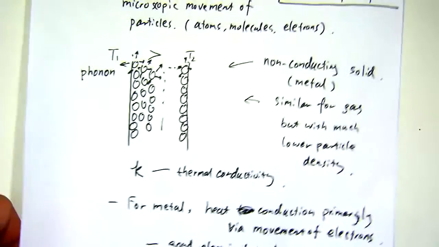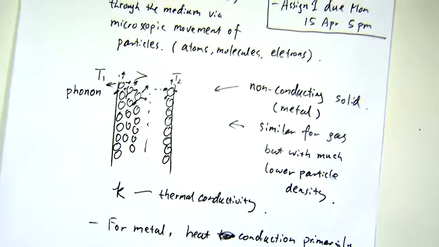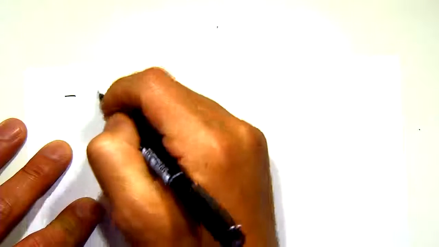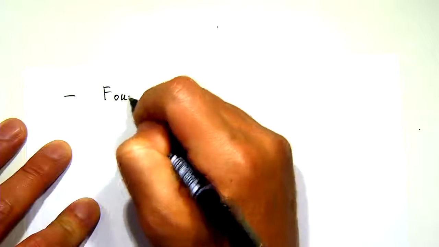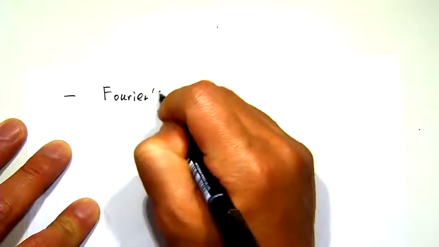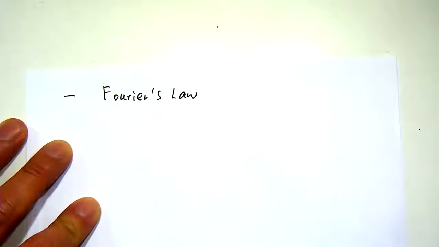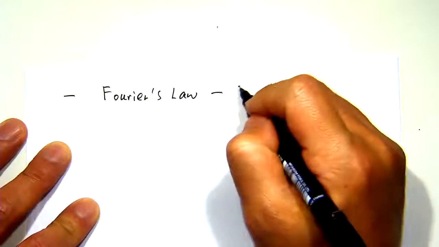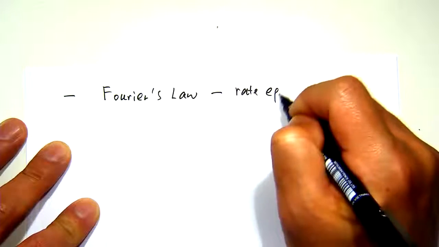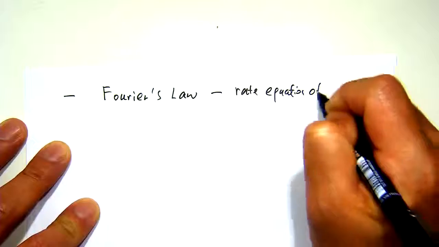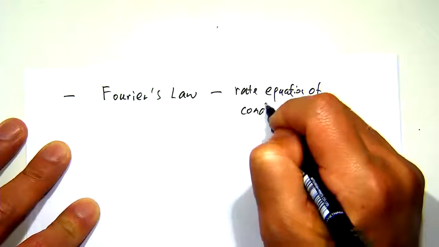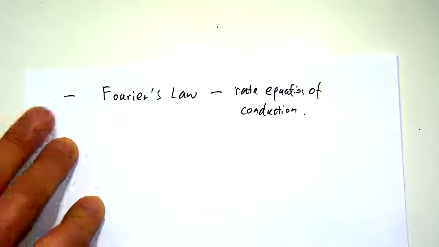All right, so that's some physical understanding regarding the conduction. In terms of the rate equation, let's say a few words about the things related to the calculation. So the rate equation that we showed last time is called Fourier's law. So that's the rate equation of conduction.